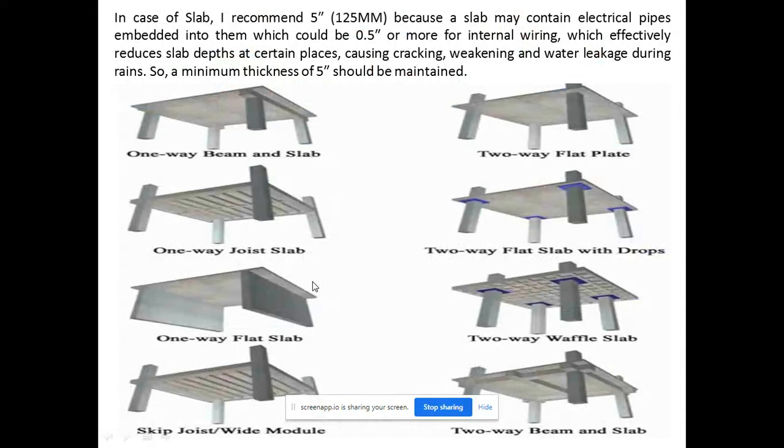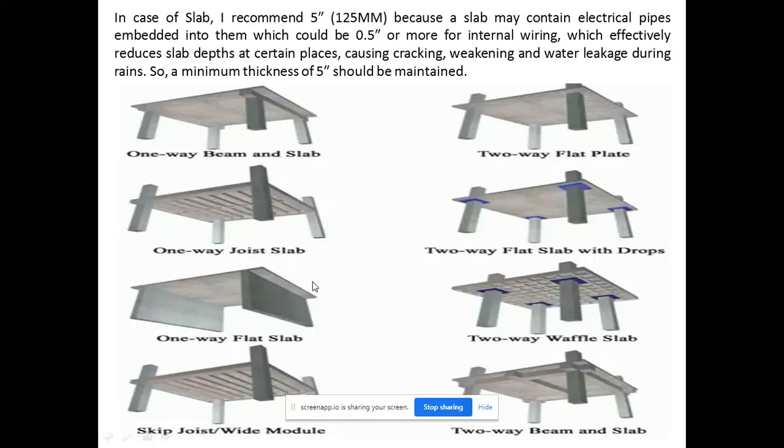So coming to the base of slab, I recommend 5 inch or 125 mm thick because the slab contains flexible pipes embedded into them, which could be of 0.5 inches or more diameter, for internal line, which effectively reduces the slab depth at certain places, causing cracking, weakening, and water leakage during rain. So a minimum thickness of 5 inch should be needed.